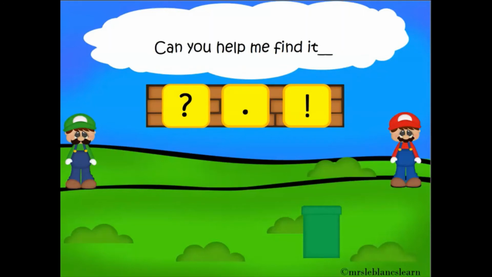Let's try this one. Can you help me find it? Again, I'm asking a question, and that means I need a question mark. What goes at the end of this sentence? I want to eat lunch. I'm telling you I want to eat lunch, and we know we use a period when we're telling something.